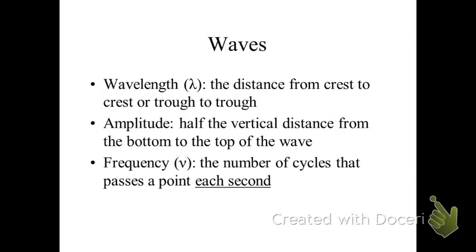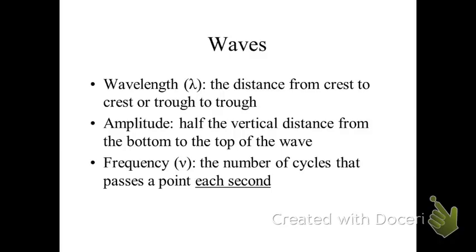Because it's a wave, it has a wavelength, which remember is represented by the symbol lambda, kind of looks like an upside down Y, and that is the distance from crest to crest or trough to trough. So it's the distance from a peak to a peak or a valley to a valley on a wave. Your amplitude is half the distance, vertical distance, so we usually measure it from the origin, which is in the middle of the wave, to the top.